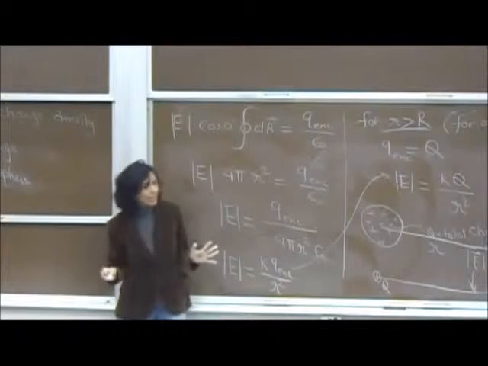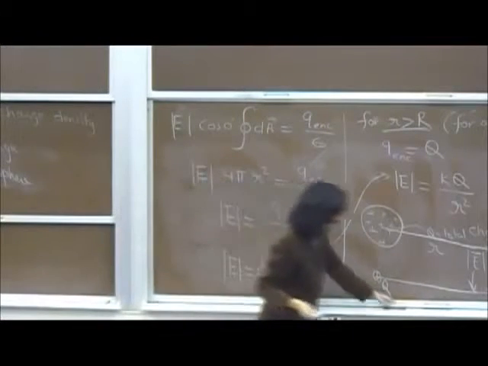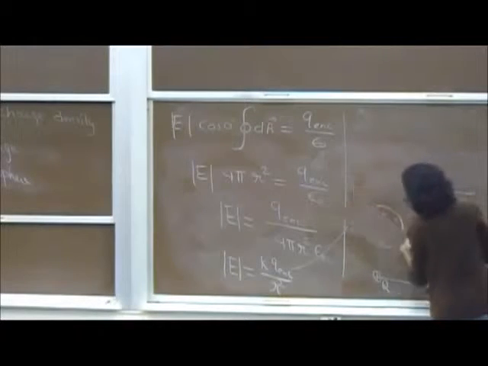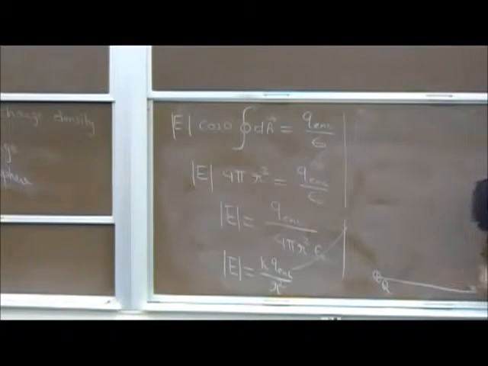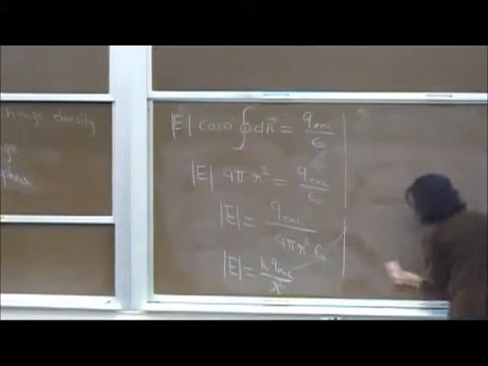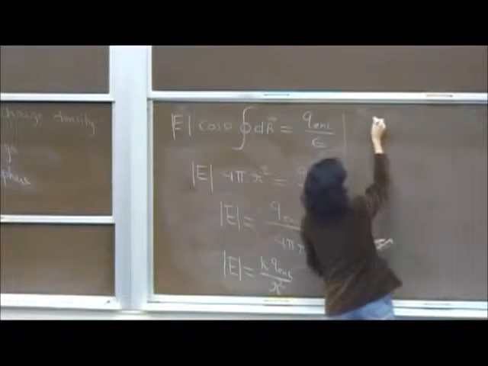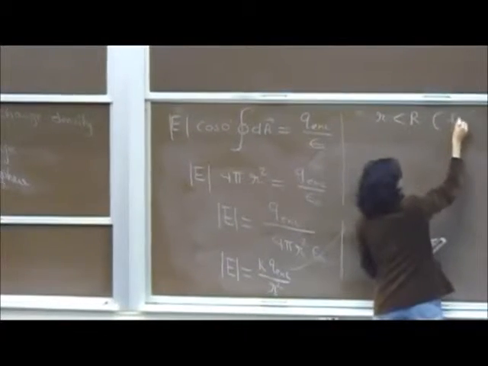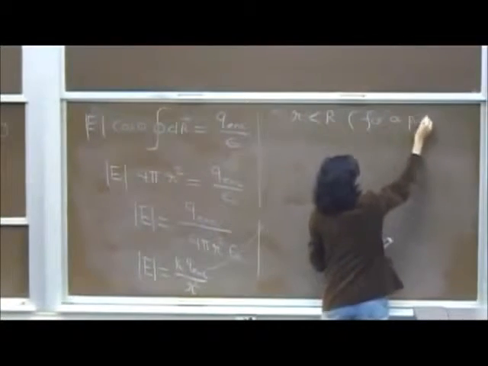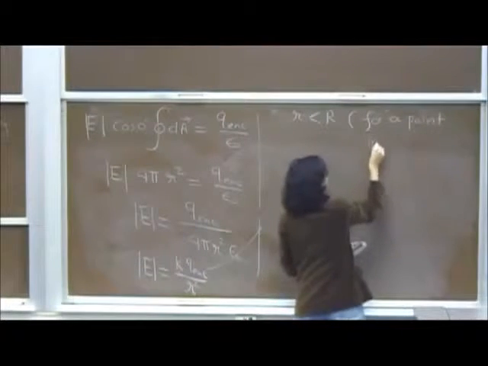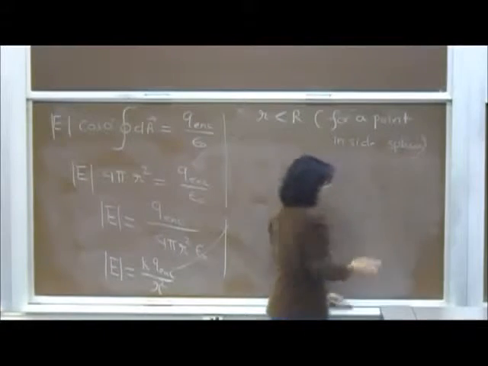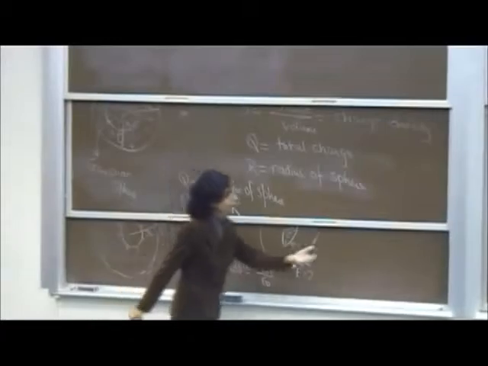The only question that we come to now is, let me erase this now, what is Q enclosed? And it's not very hard to find. This time it's not 0. Notice Q enclosed is not 0. So for r less than R, that means for a point inside the sphere, the question is, is it possible to find Q enclosed?